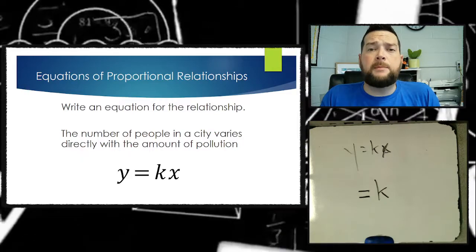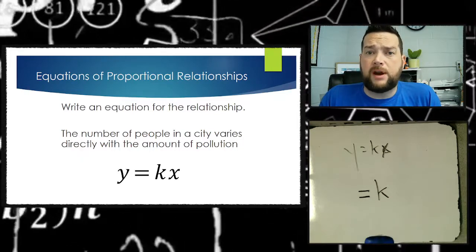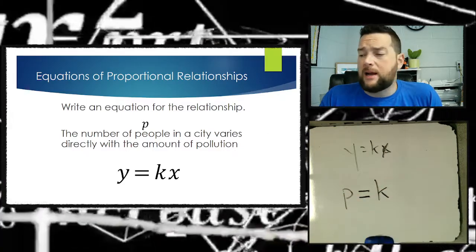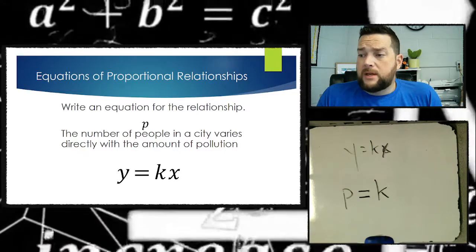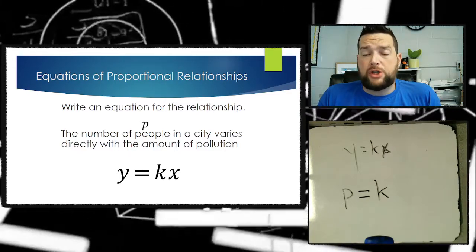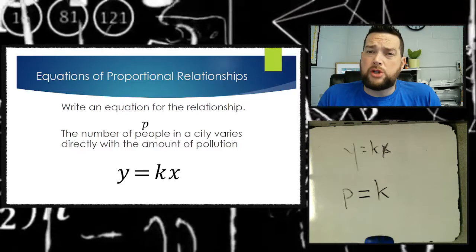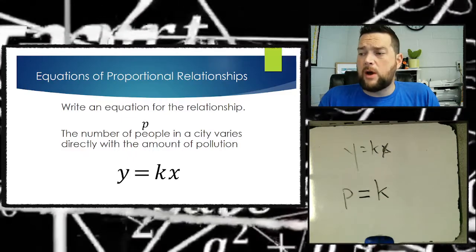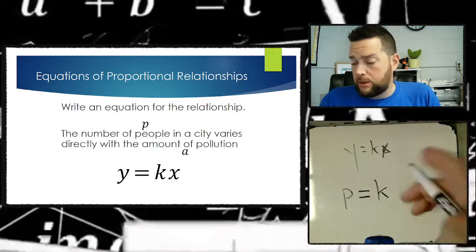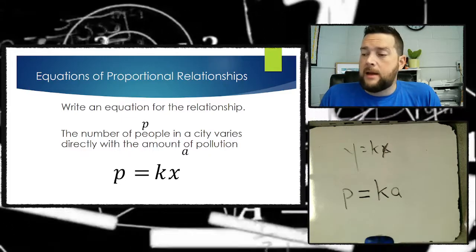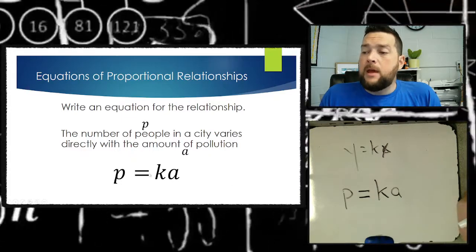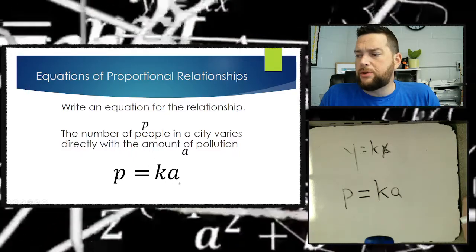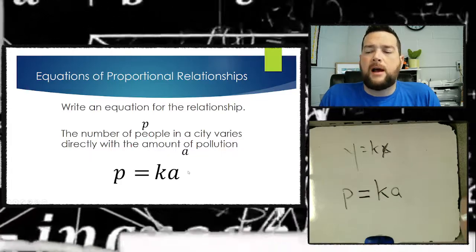Then we have to find a dependent variable, which is going to come before the words "varies directly with," and that's the number of people. So I'm going to represent that with a P. The number of people in a city varies directly with the amount of pollution. I could create a P for pollution, but we don't like to have the same variable represent two different things in the same equation. So I'm going to use the variable A for amount. So we have the number of people in a city varies directly with, is proportional to, the amount of pollution.